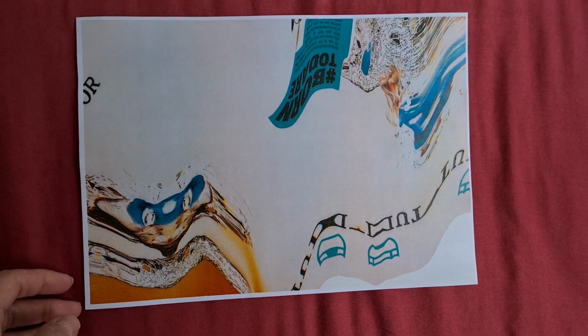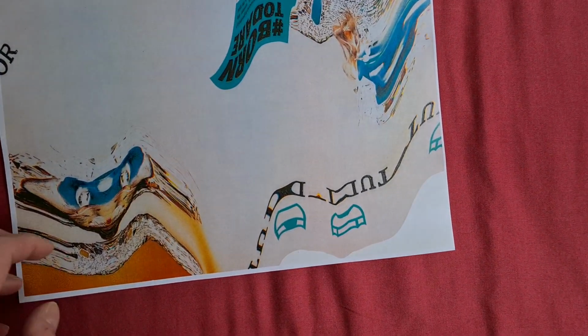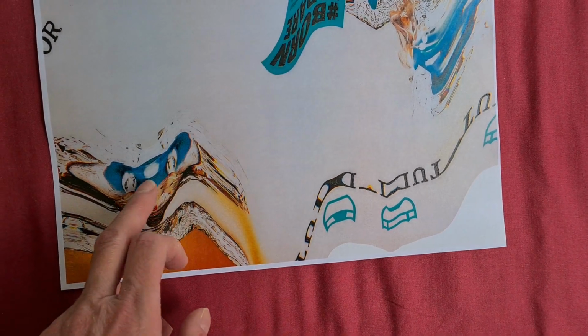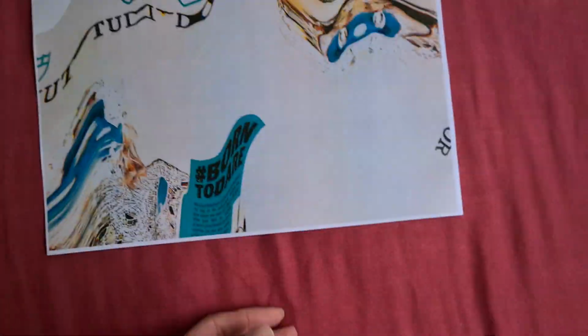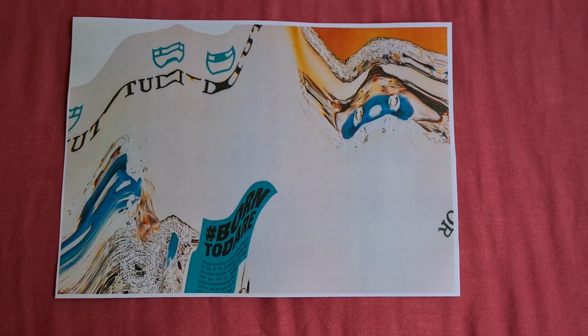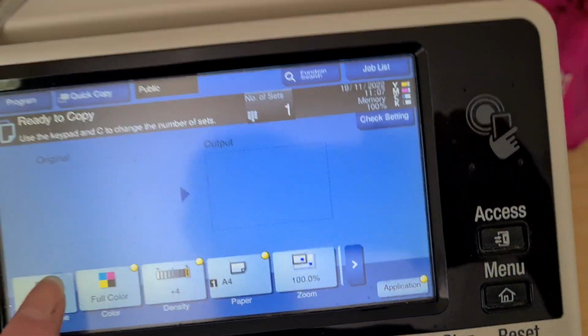And this has come up looking quite interesting, but not quite what I'm after. That's a bit of the lady there. I don't know what to do with this one, folks. This is a tricky one. Really is potentially tricky. But I'm going to keep going at it.